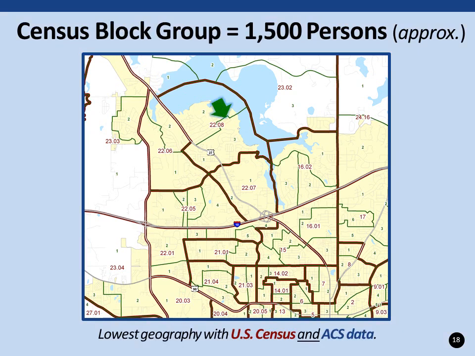The census block group averages around 1,500 persons, but the population can range between 300 and 3,000. The block group is the lowest geography where both U.S. Census data and ACS data can be obtained.